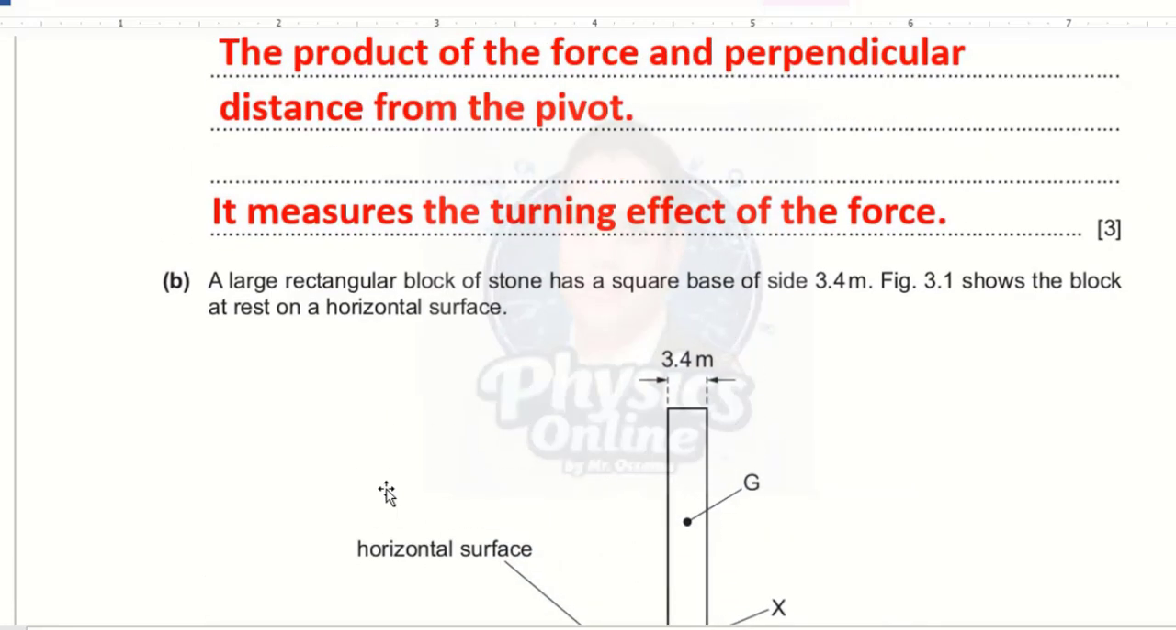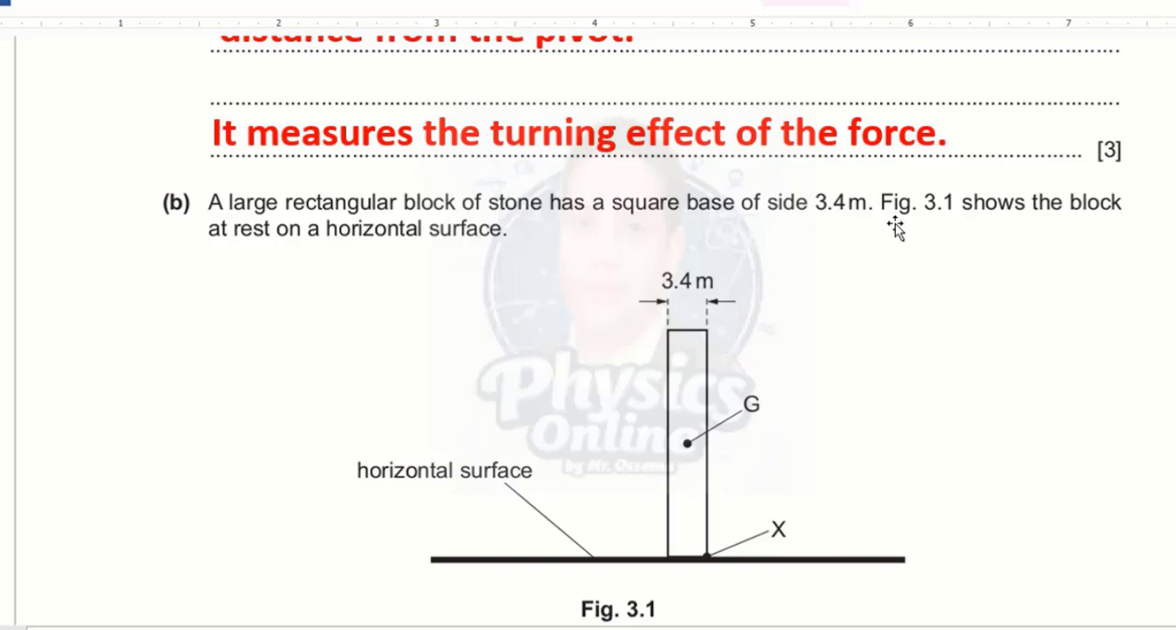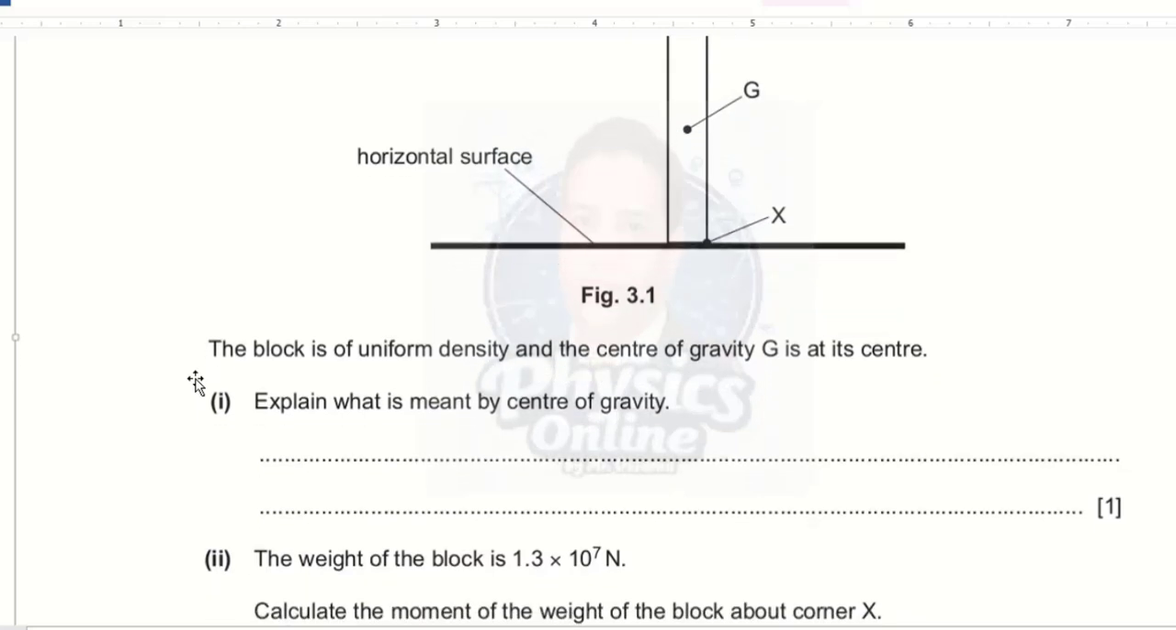A large rectangular block of stone has a square base of side 4.3. Figure 3.1 shows the block at rest on a horizontal surface. The block is of uniform density and center of gravity G is at its center. Explain what is meant by center of gravity.